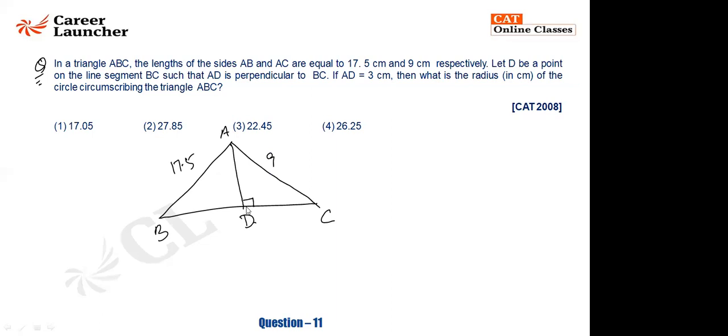I'm muted, I'm just forming this so that it is easy. Just drawing it. AD is an altitude. What is the radius of the circle circumscribing this triangle? This is what we need to find.